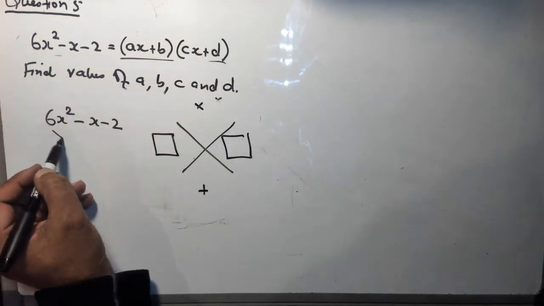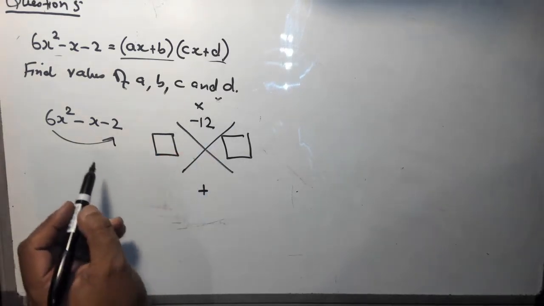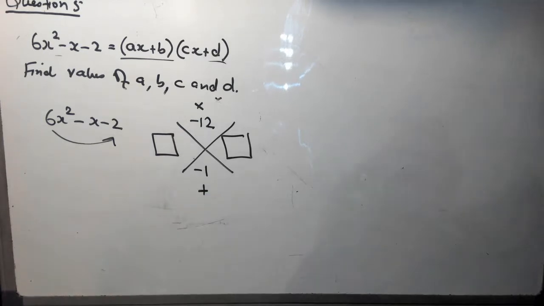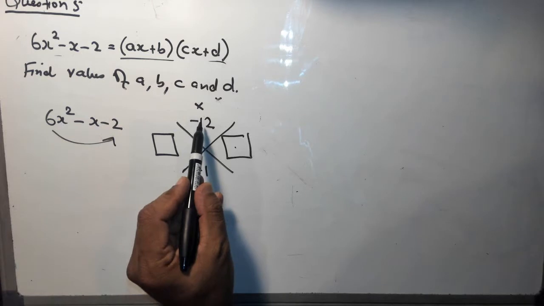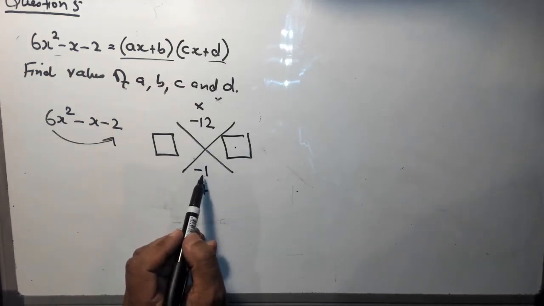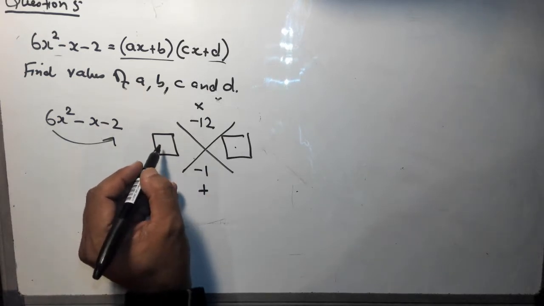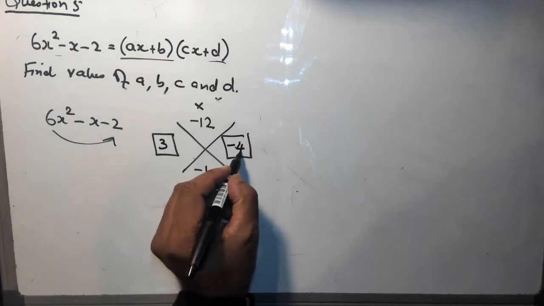Now what I do is I go 6 times negative 2, and that gives me negative 12. And then over here the coefficient of x is negative 1. So in other words, I want to look for two numbers that will multiply to negative 12, and at the same time these two numbers should add up to negative 1, which is the coefficient of minus x. So the two numbers that I can think of right now are 3 and negative 4.